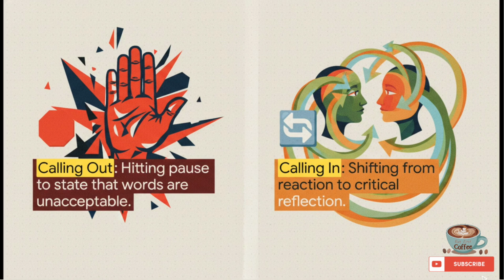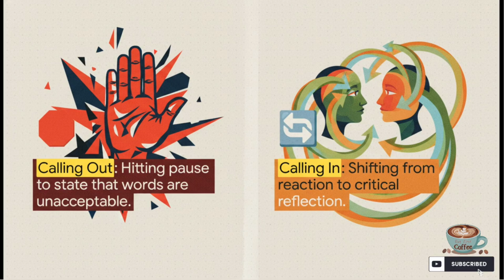We use a really effective technique here called pause and pivot. When harm occurs, you've got to acknowledge it immediately. Ignoring it, that just erodes trust instantly. You basically have two main tools here, calling out and calling in. Calling out is when you literally hit the pause button to explicitly state that words or actions are unacceptable. For example, I need to pause here. You're making assumptions that are harmful.